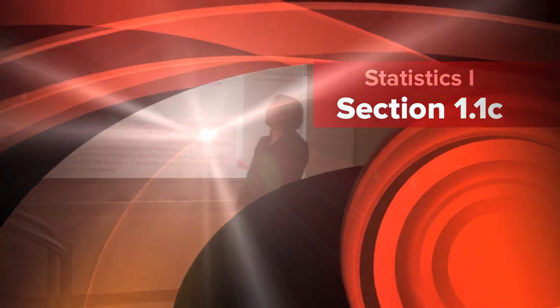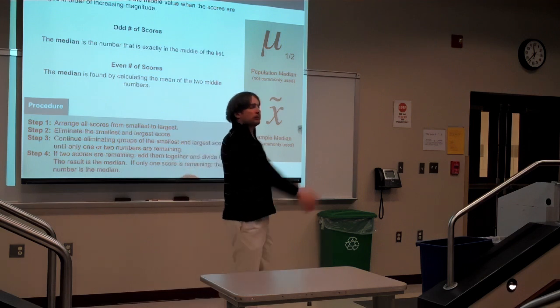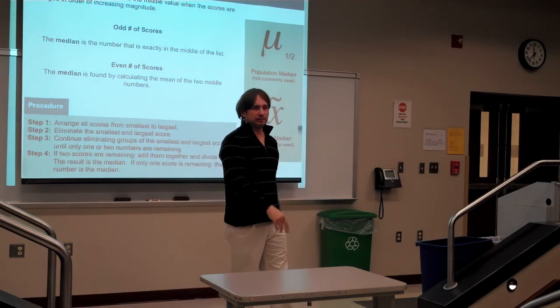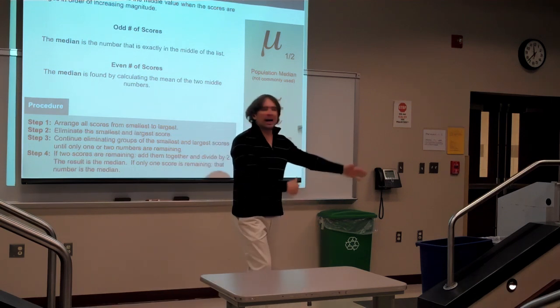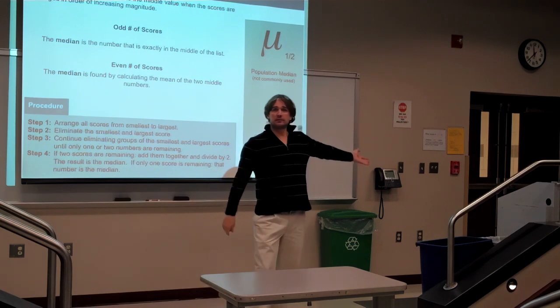The next one is the median. The median of a set of scores is the middle value when the scores are arranged in order of increasing magnitude. So, if I brought in Fisher's football team, and I had them all line up in the front of the classroom, from tallest to shortest.